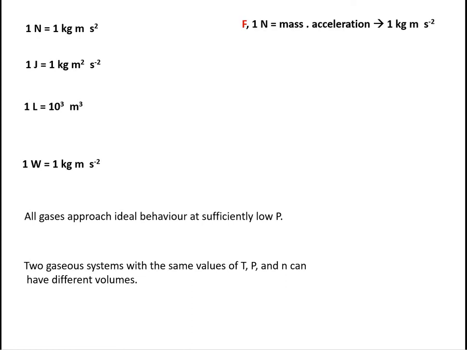Well, the answers. Newton, you know, is force, so mass into acceleration. Mass in SI is kg, and acceleration is meter second to the power minus 2. But here it is second to the power plus 2, so it is wrong. So 1 Newton is 1 kg meter second to the power minus 2.